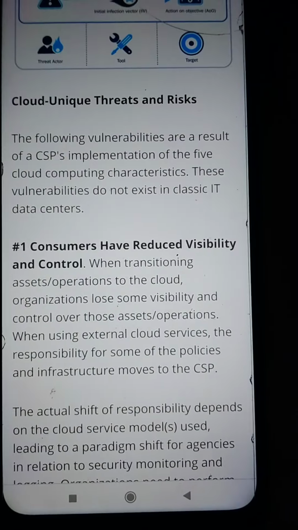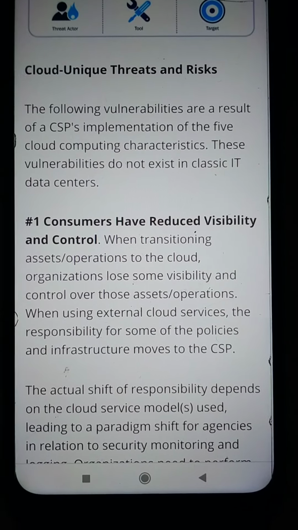Okay, the next heading is cloud-unique threats and risks. The following vulnerabilities are a result of a CSP's implementation of the five cloud computing characteristics. These vulnerabilities do not exist in a classic data center. Number one, consumers have reduced visibility and control.